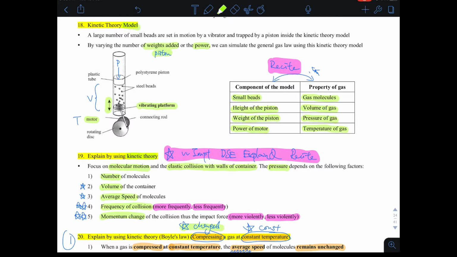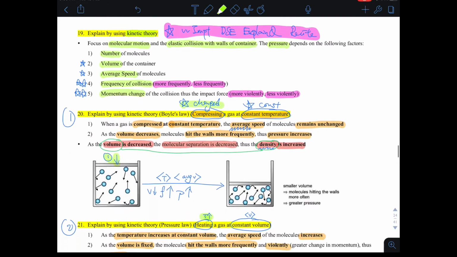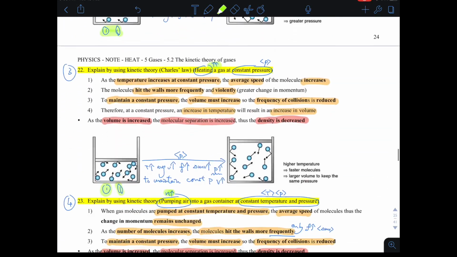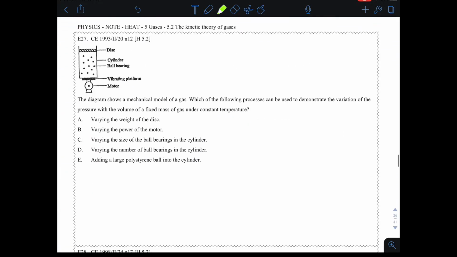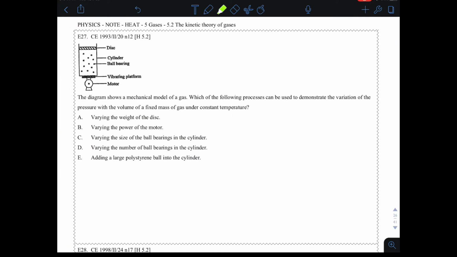This video will be about how to use kinetic theory to explain the different gas laws, and how to use the kinetic theory model to simulate all those in real life so that every student can really see the motion of the gas. Then let's start with the first one about the kinetic model.